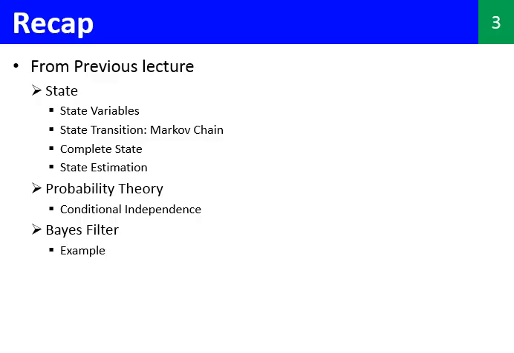In the previous lecture, our main topic was state. We now know what state variables are and how we can arrange states in a chain, and with certain assumptions we call it a Markov chain, and we know what a complete state is and how we can use a complete state to do state estimation. Next, we went through some of the required probability theory and we looked at what conditional independence is. Finally, we studied the Bayes filter and we did an example to reinforce what we learned.